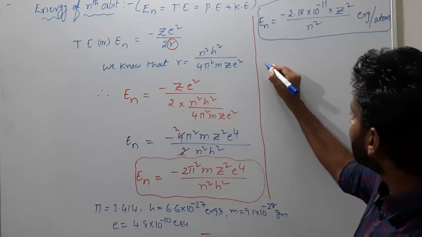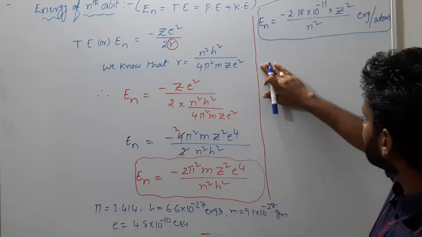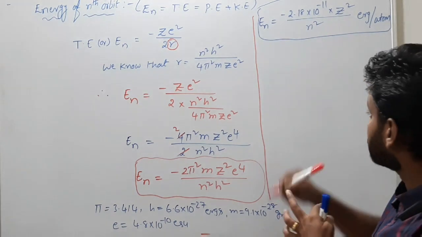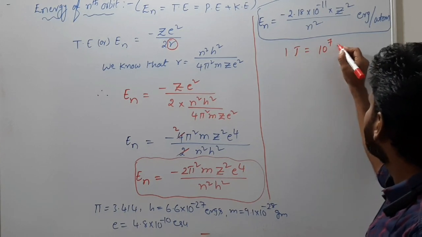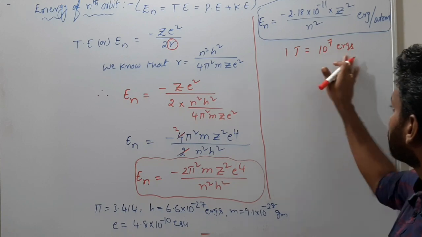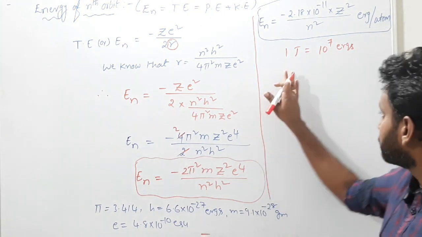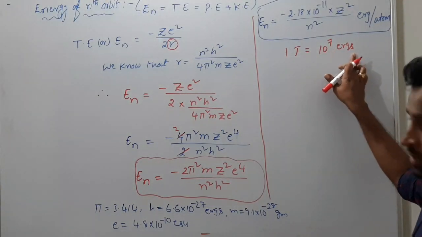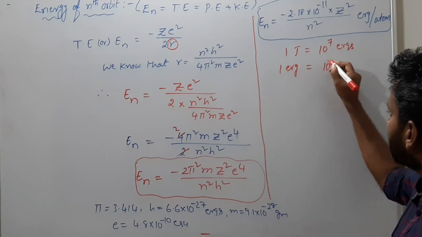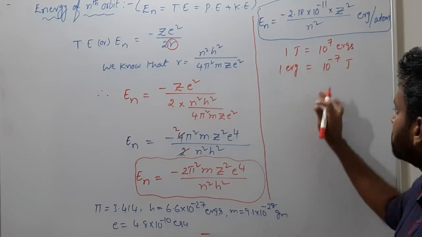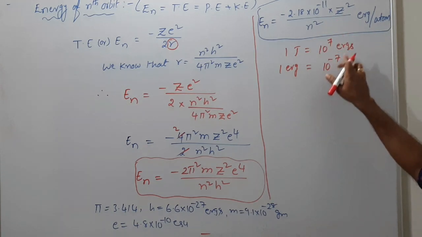Next, the energy of the nth orbit in joules you can also have, because 1 erg is how many joules? You know that 1 joule is 10 power 7 ergs. So 1 erg is 10 power minus 7 joules. So in place of erg you can convert into 10 power minus 7 joules.